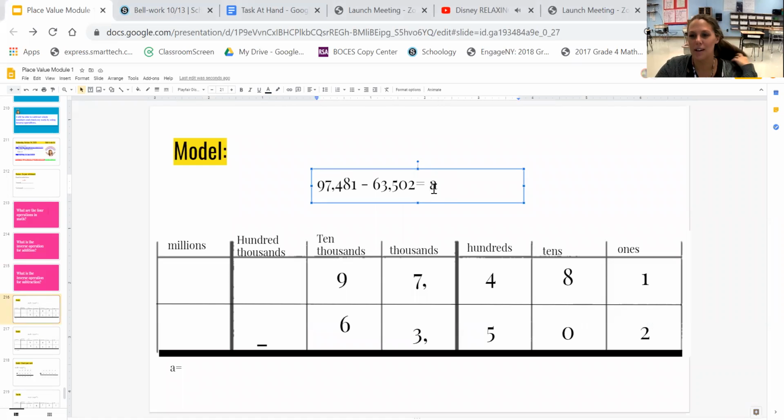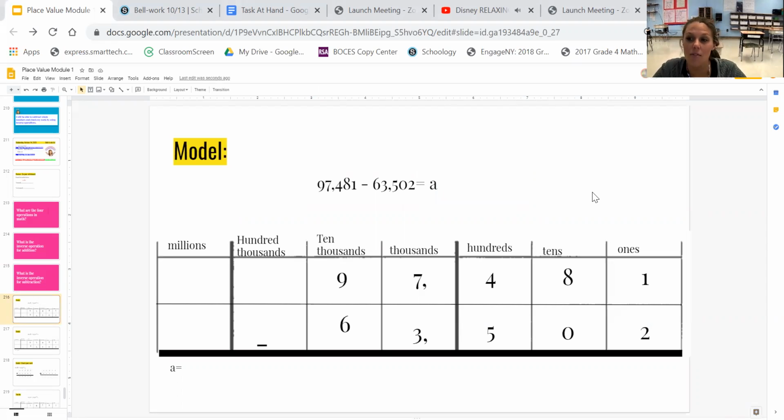So today I'm going to show you how we'll solve the subtraction problem. Remember, some people were getting a little confused about the letters. So this letter is not my answer. It's called a variable. A variable means what we're trying to solve the value of. So we're trying to find the value of this variable, which is the difference of this problem. So when we're solving for A, the variable, we know we line up our place value first, and then we start in the smallest place value.